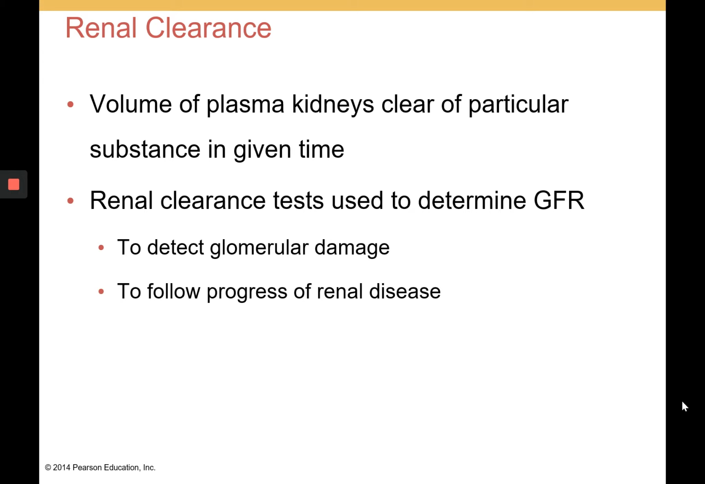So renal clearance tests also can see how fast stuff gets through the nephron to determine glomerular filtration rate, or GFR. But they can also detect glomerular damage. We can see if stuff that's not supposed to get past the filtration membrane is getting past the filtration membrane. And we're also able to follow the progress, or how bad renal disease is, by using a renal clearance test. Now, renal clearance is the volume of plasma that kidneys clear of a particular substance in a given time. So it's basically how fast do they filter and then clear this filtered substance through the rest of the nephron.